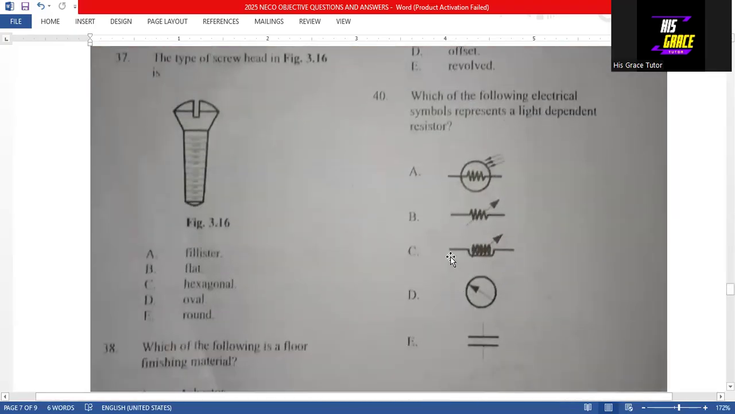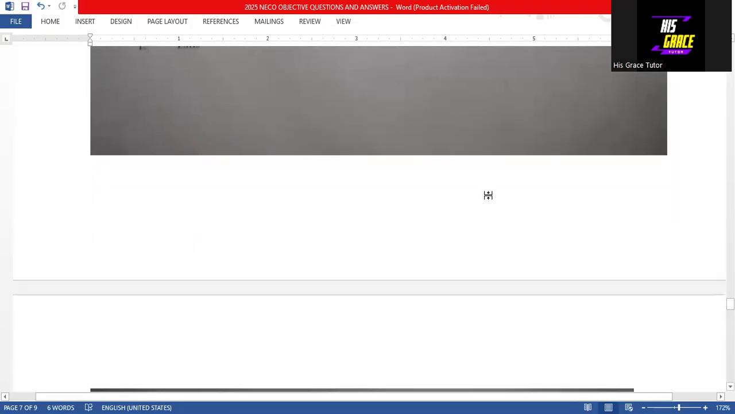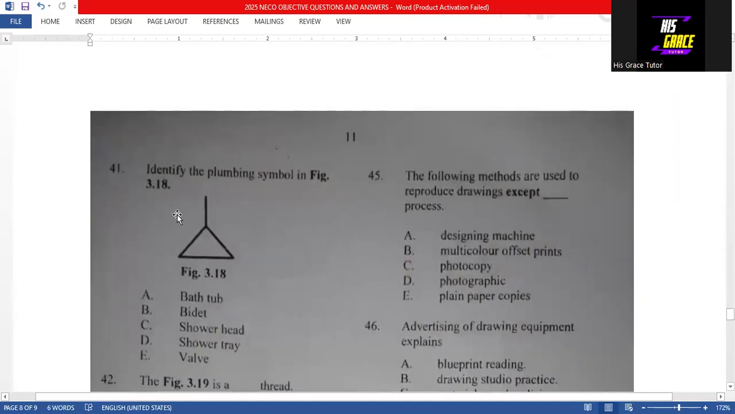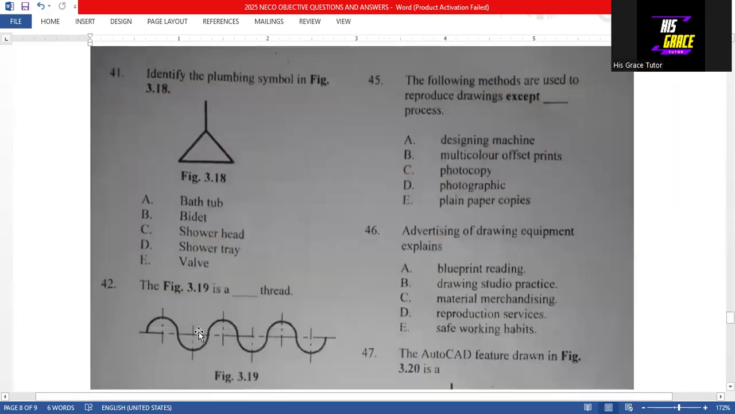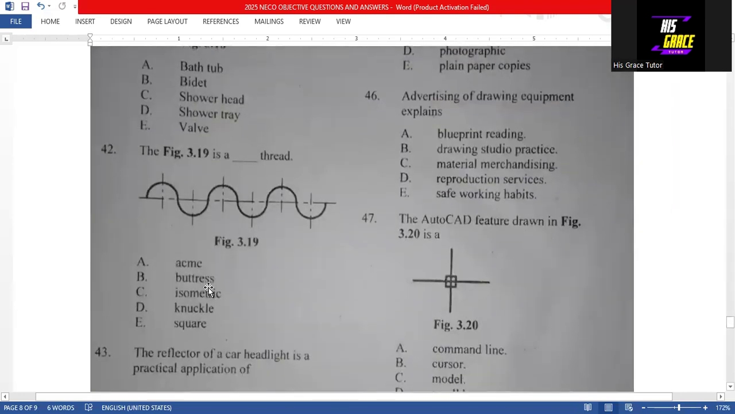Then question 40. Which of the following electrical symbols represents a light-dependent resistor? Option A is the answer to question 40. Then question 41 says, identify the plumbing symbol in figure 3.18. The answer is shower head. Then question 42. Figure 3.19 is a dash thread. The answer is option A, Acme thread.